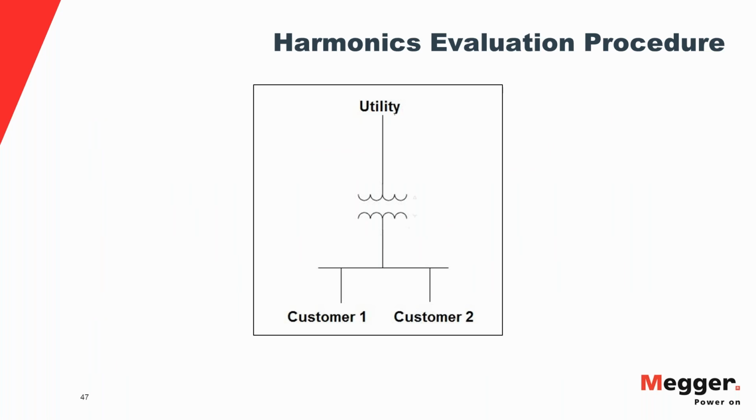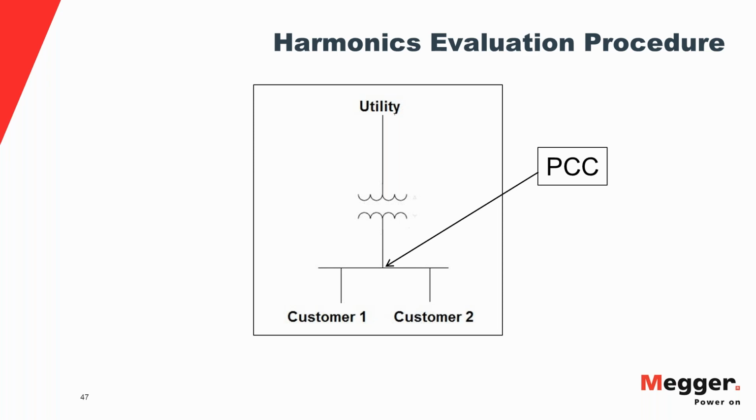So this is a simple diagram. You have the utility, you have electricity coming in. There's a transformer, there's a bus feeding two customers. The point of common coupling here would be this particular point. So you can hook up the recorder on the secondary of the transformer or on the primary of the transformer.